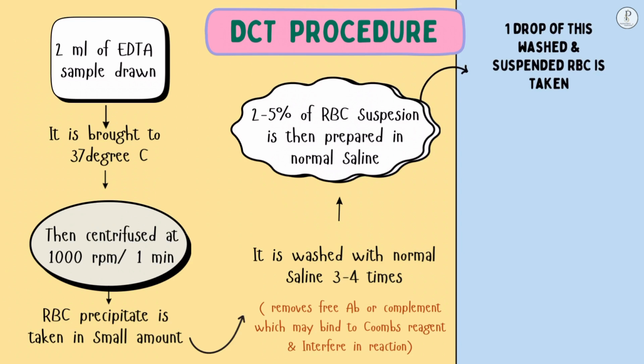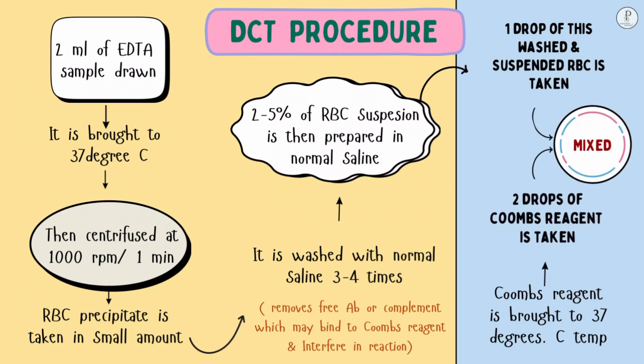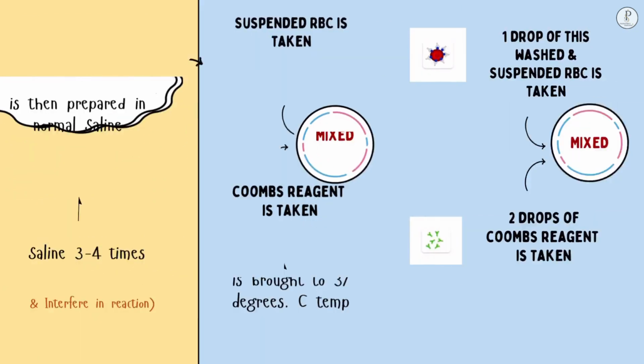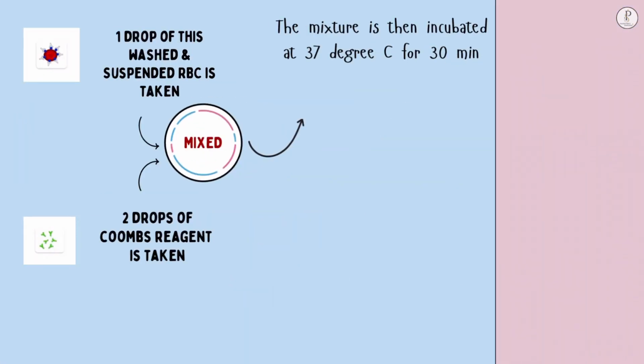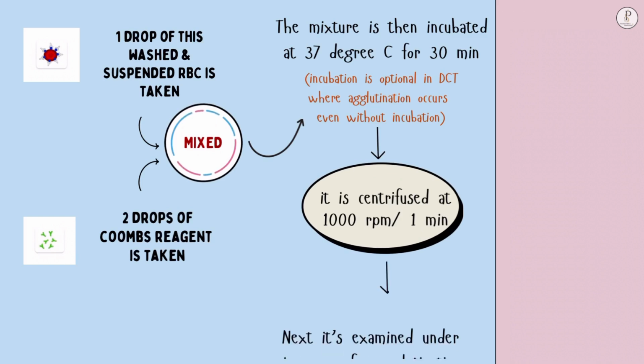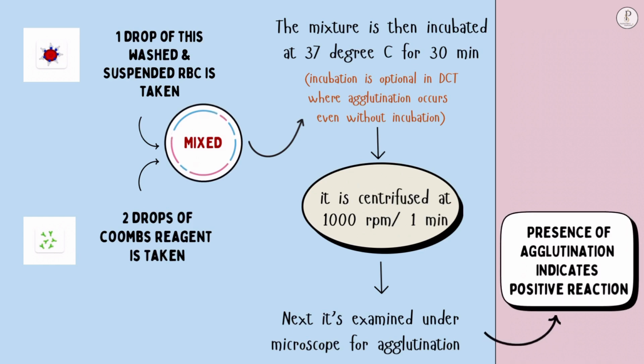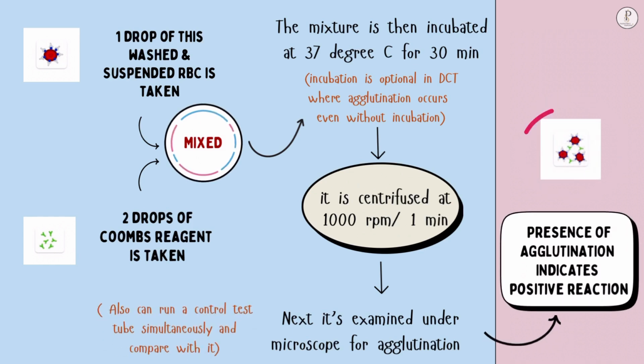1 drop of washed and suspended RBC is taken. On the other side, COOMBS reagent is brought to 37 degrees Celsius temperature. 2 drops of COOMBS reagent is taken. Both are mixed. The mixture is then incubated at 37 degrees Celsius for 30 minutes. Incubation is optional in DCT as agglutination occurs even without incubation. It is then centrifuged at 1000 rpm per 1 minute. Next, it is examined for agglutination under microscope. Presence of agglutination indicates positive reaction. Also can run a control test tube simultaneously and compare with it.